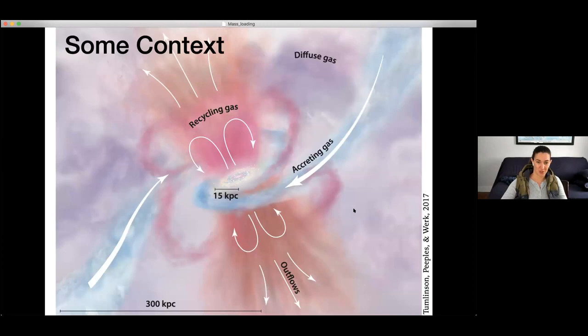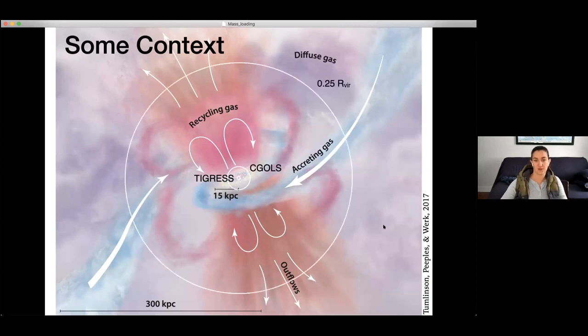So to put a picture on it, right? This is where Tigris is measuring mass loading factors. This is where Seagulls is measuring mass loading factors. These are both very small scales compared to where one would typically measure a mass loading factor in a cosmological or Zoom simulation.